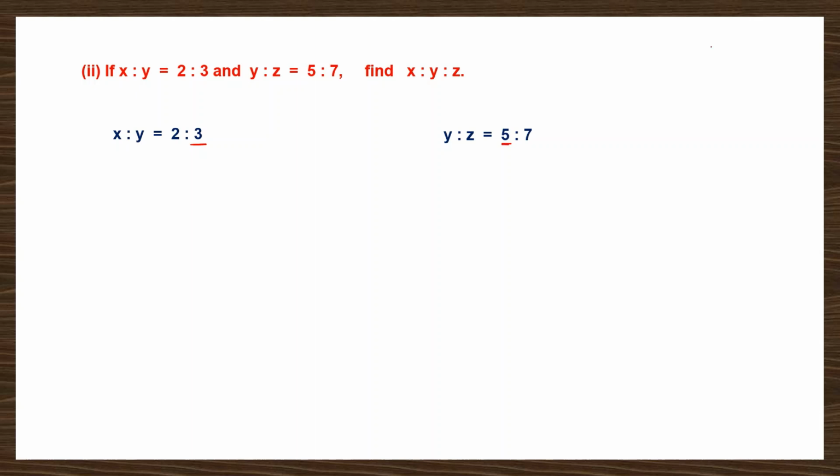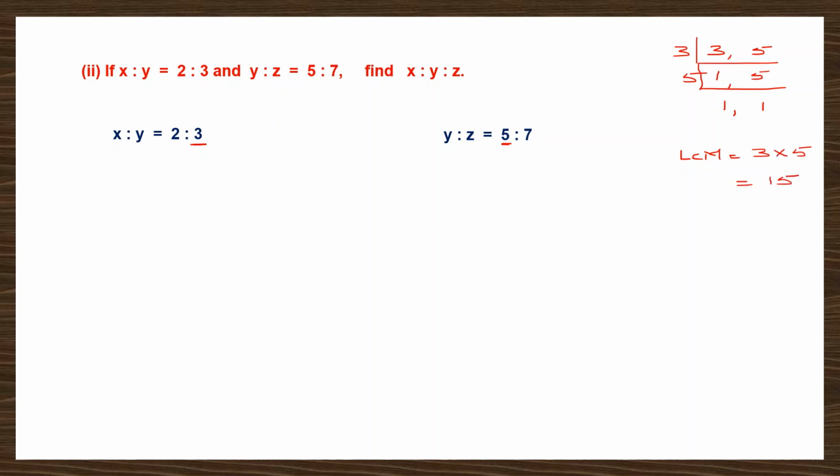So let's find the LCM of 3 and 5. This way we can make the value of y the same. So 3 ones are 3 and 5. Then again divided by 5, 1 and 1. So what is the LCM? The LCM is 3 into 5, and 3 5s are 15.